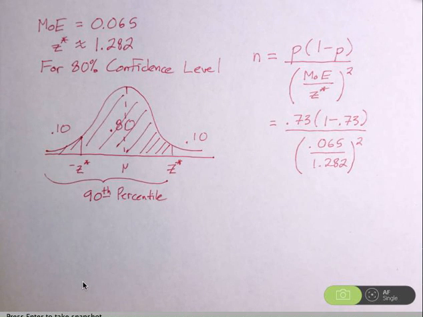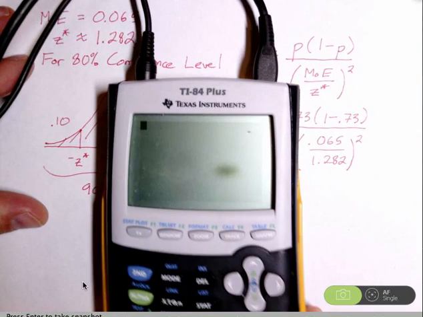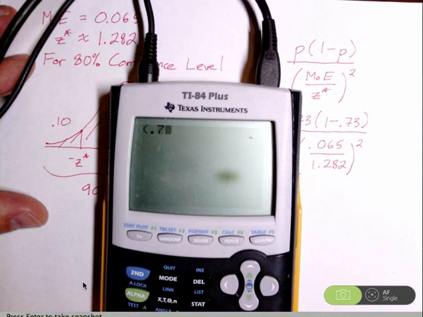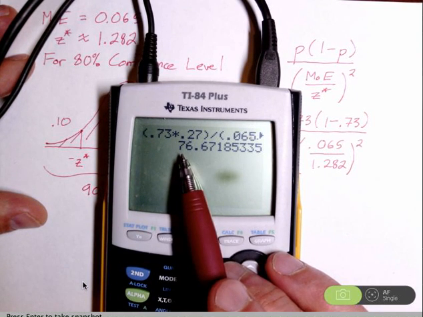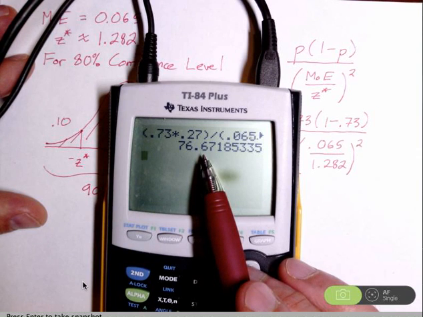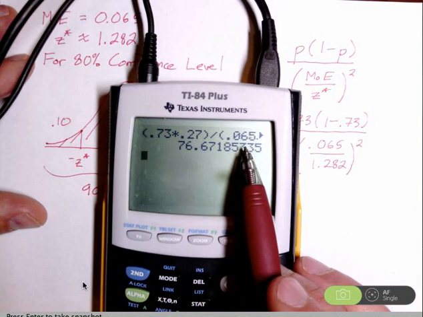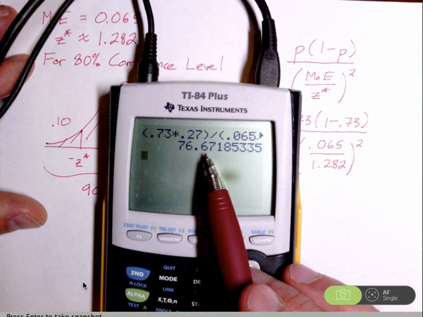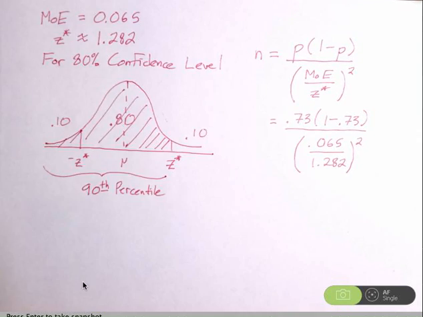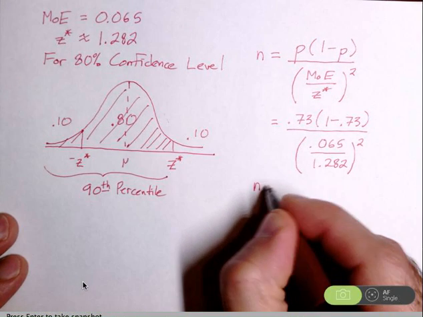Now let's take a look at what we come up with. So 0.73 times 0.27 divided by our margin of error over our critical value. We'll square the denominator. Again, I need at least 76.67 observations in order to establish that margin of error of 6.5%. So I typically can't have 0.67 of an observation, so we will round this up to 77. That's the sample size that we'll be looking for.